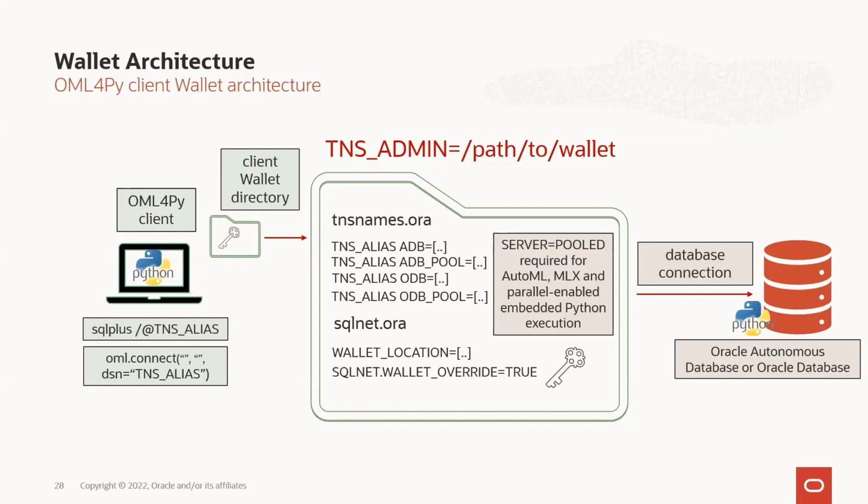The TNS entries in the wallet require a bit of configuration by the user, including a database resident connection pool for automatic machine learning, or AutoML, and that also supports machine learning explainability, or MLX, and parallel enabled embedded Python execution.